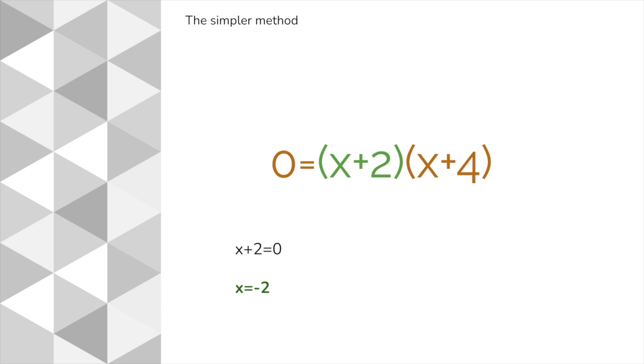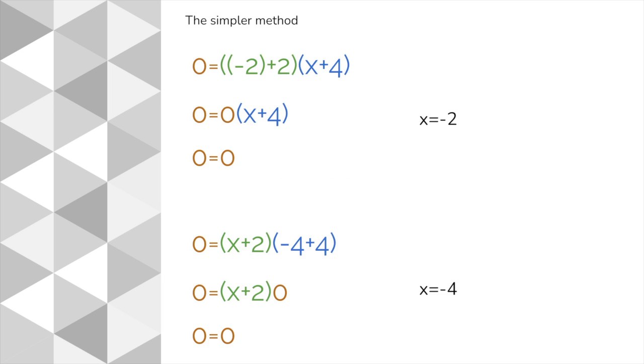We're not done yet, as we still have our x plus 4. Subtracting the 4 from both sides gives us x is equal to negative 4. Plugging either of these values into the equation gives us 0 is equal to 0, meaning that our x values are negative 4 and negative 2.